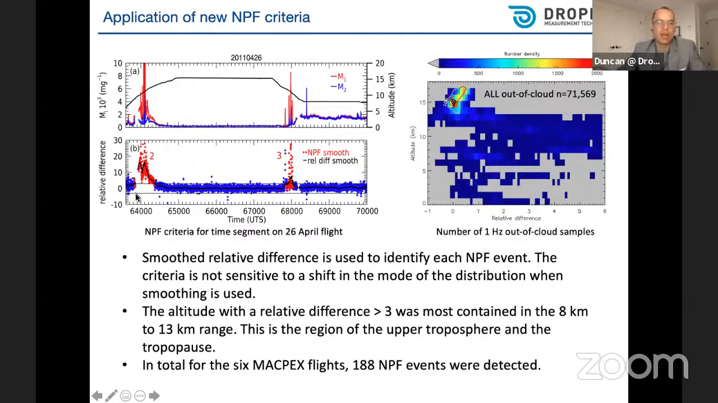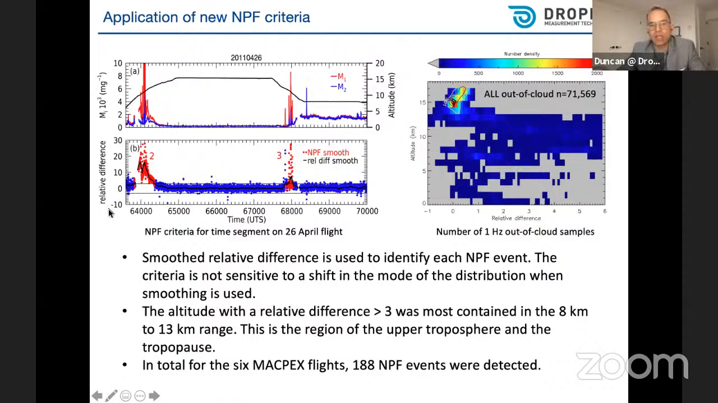So in this case, you can see that there's one event labeled number 2, and there's another event labeled number 3, where the relative difference is above 3 and increasing. So these are new particle formation events. The rest of the time, you see that the relative difference is right around 0 with some statistical variation due to counting statistics. So identifying the events became very important, and we do this by this relative difference.